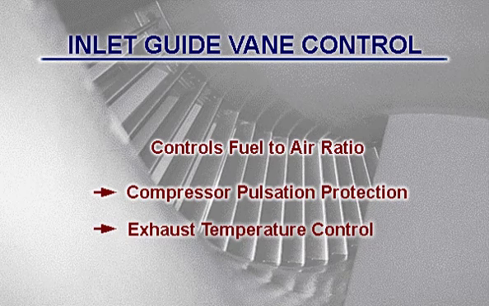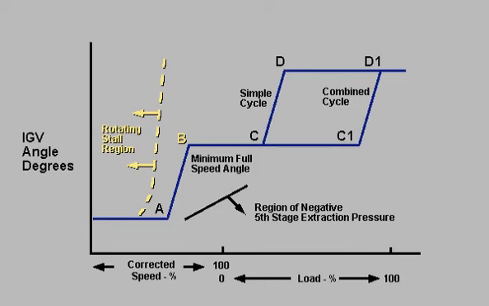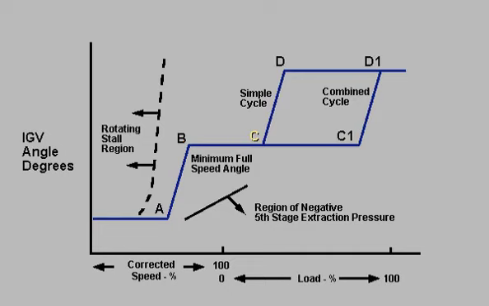The inlet guide vane, or IGV control loop, controls the fuel-to-air ratio. This provides compressor pulsation protection during startup and shutdown and exhaust temperature control in combined cycle applications. This graph shows the IGV schedule. At point A during startup, the IGVs start to open until they reach point B, minimum full speed angle. Should the IGVs open to the minimum full speed angle prior to point A, pulsation or compressor stall could occur, severely damaging the unit. The IGVs will maintain that angle until point C at partial load.